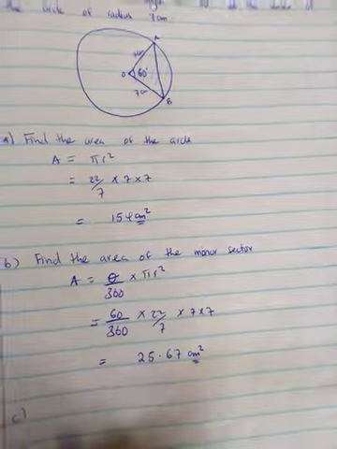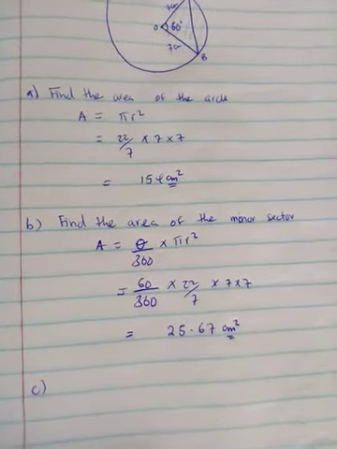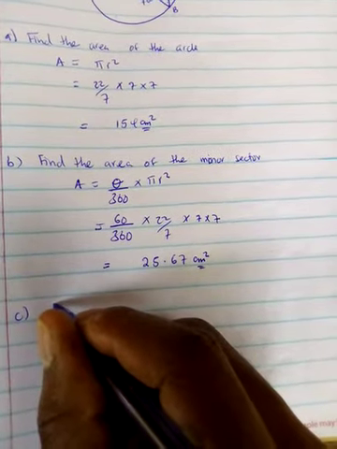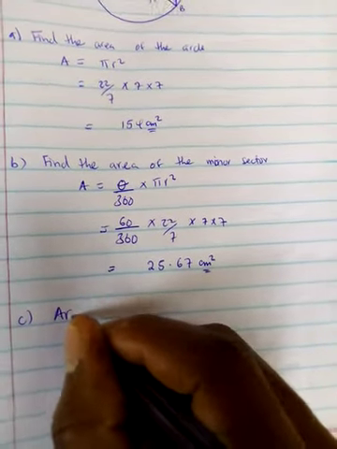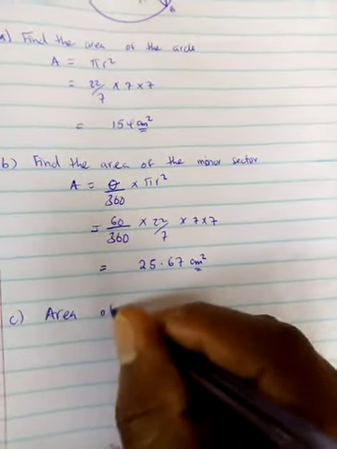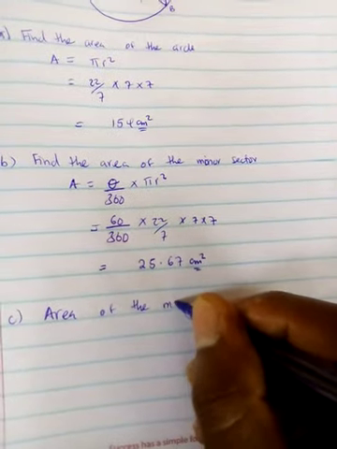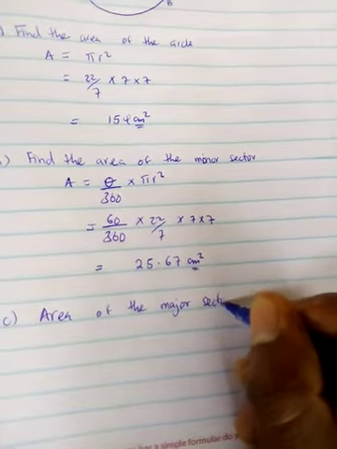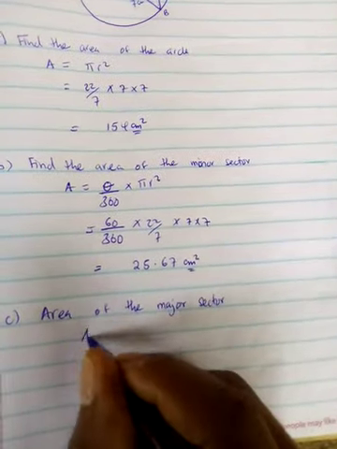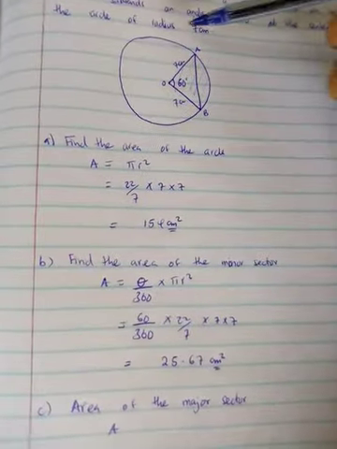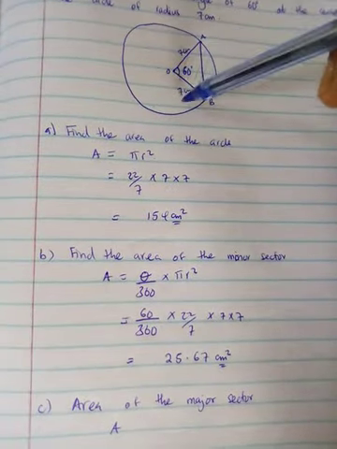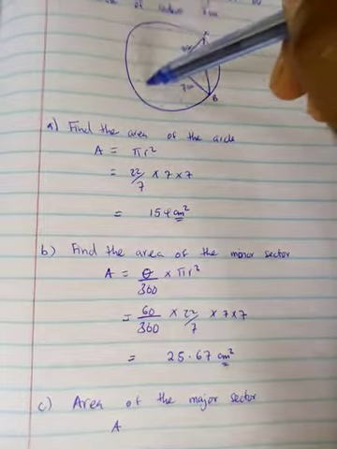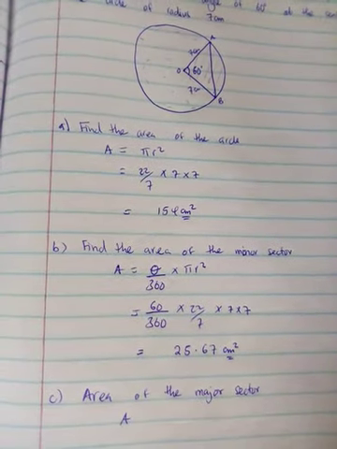Part C of the same question: find the area of the major sector. Allow me to just write area of the major sector. So still the same thing. The major sector is this opposite part, this one that I'm dotting. This opposite part constitutes my major sector.